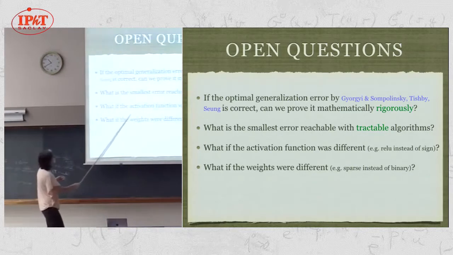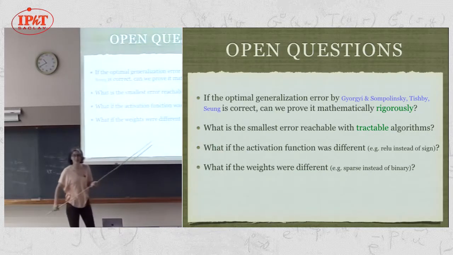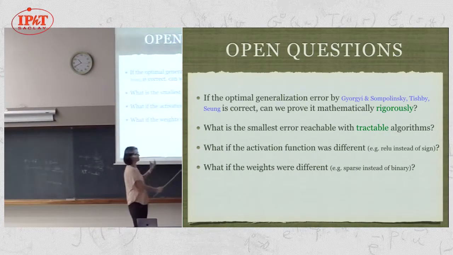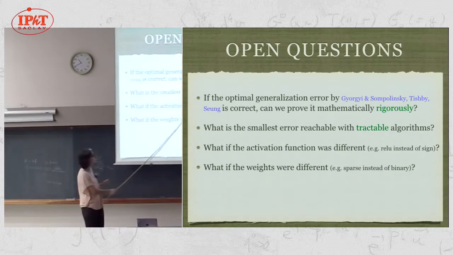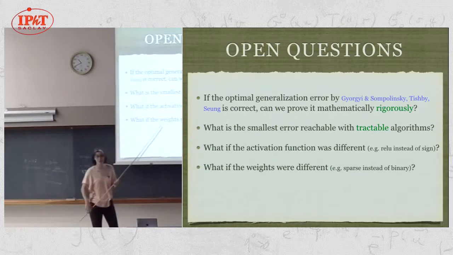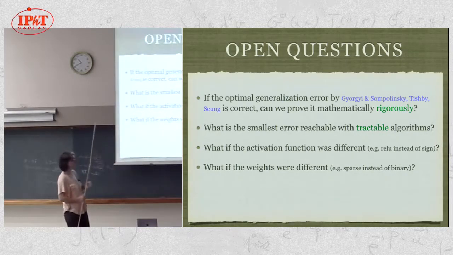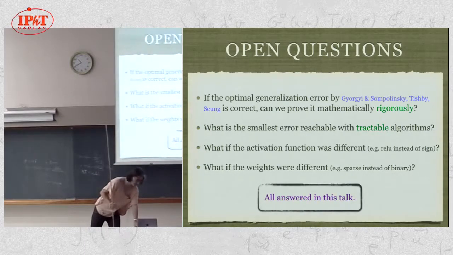Third, what if the activation function is not a sign, but something else, for instance the rectified linear unit that is popular in machine learning, or some generic other nonlinearity? Can we put that generically in the formulas, so as not to have to write a new paper every time we change the activation function? And fourth, what if the weights were different, with different constraints? They don't need to be spherical or binary, they can be sparse or any other distribution. Can we write a formula that takes that into account in some generic form? This talk will answer all four of those.